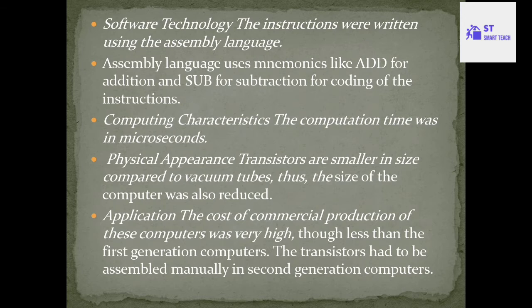Physical appearance, smaller in size compared to vacuum tubes. Okay, and application, the cost of commercial production of these computers was very high, though less than the first generation computers. The transistors had to be assembled manually in second generation computers. Okay, so this is all about second generation computers.